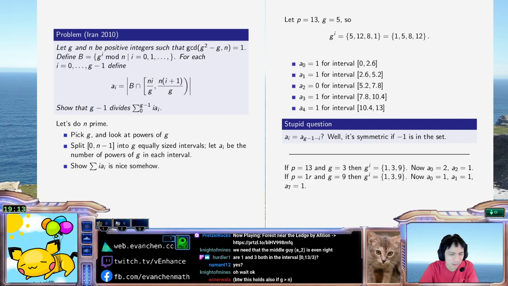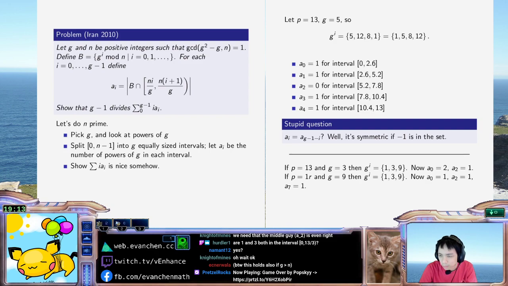Wait, what? No. Intervals have length. Oh, wait. G is not even less than n. Oh, that's horrible. That's actually horrible. Sorry, this should be A6.